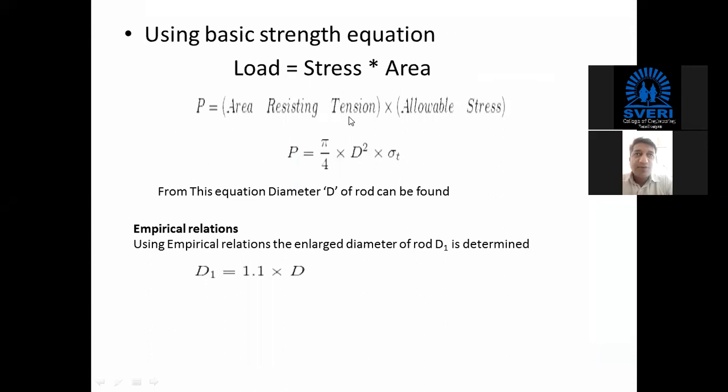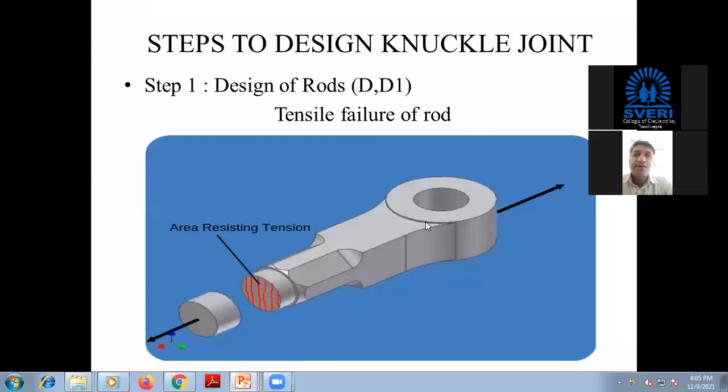So here the same formula is written. This load is equal to stress multiplied by area. So load is equal to the area which is resisting the tension and the allowable stress, sigma T, that is pi by 4 capital D square sigma T. Now an empirical relationship can be used, and the diameter D1 can be calculated. That is the enlarged diameter.